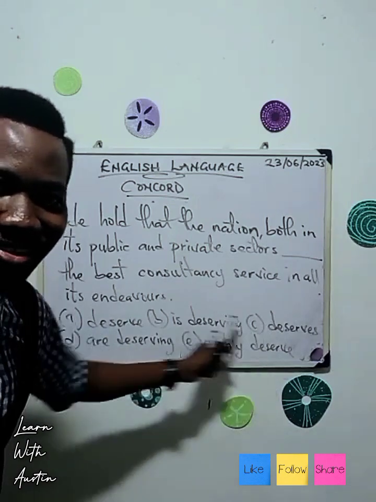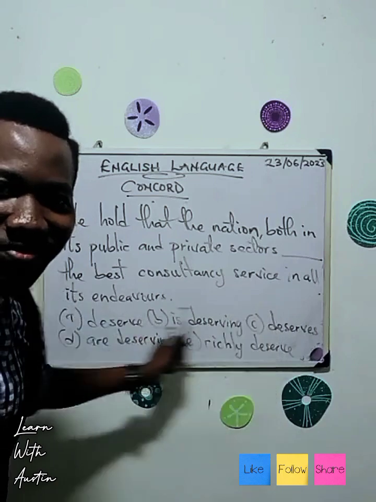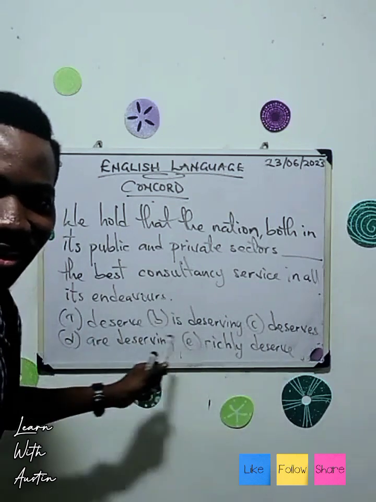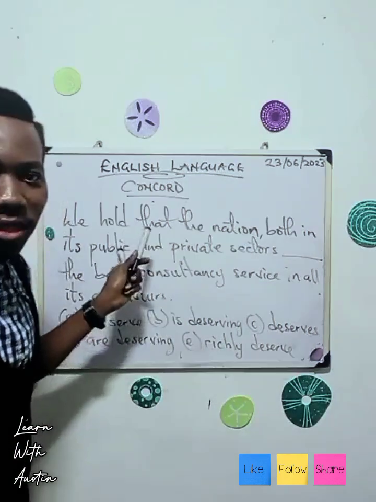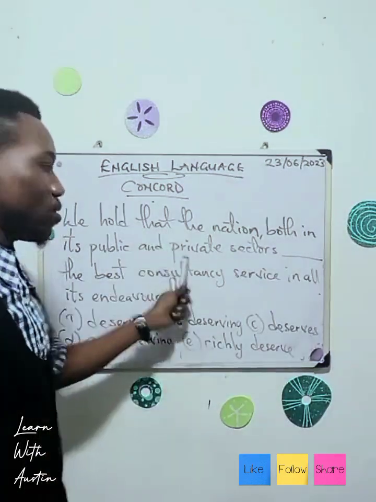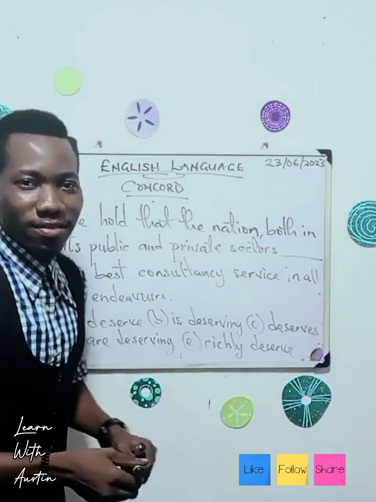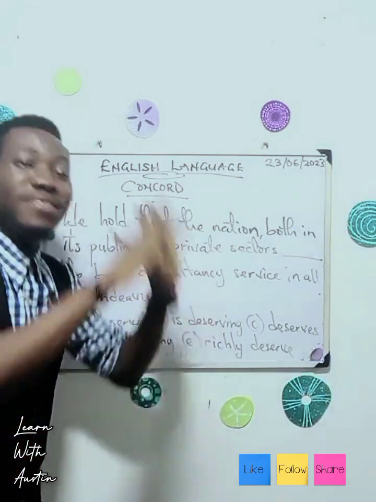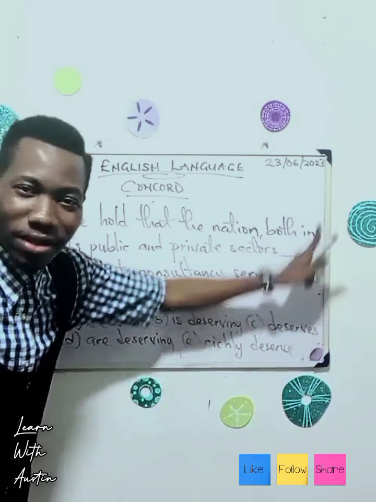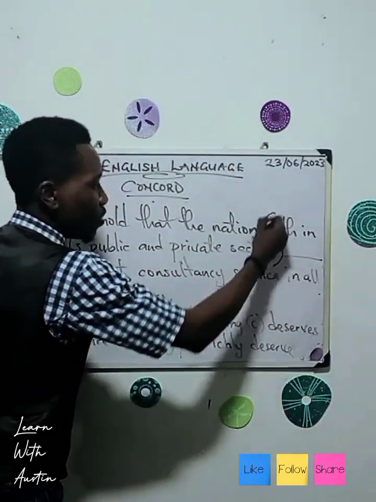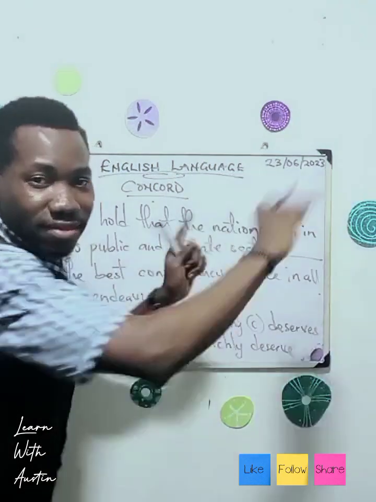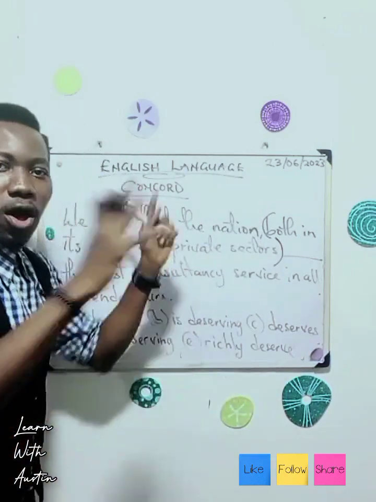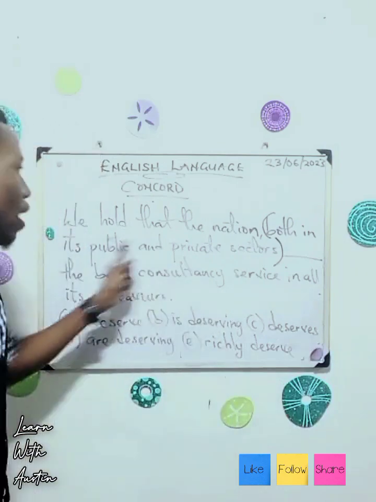Okay, so it's between A and C now. Deserve, deserves. This is number two. We hold that a nation, both in its public and private sectors. By the way, what Concord is applicable here? It is the parenthesis Concord. Look at this: both in its public and private sector is like a parenthesis clause. I can take this out. It's just trying to explain this nation, in all its sectors, both the public sector and the private sector, so I can put that in brackets.